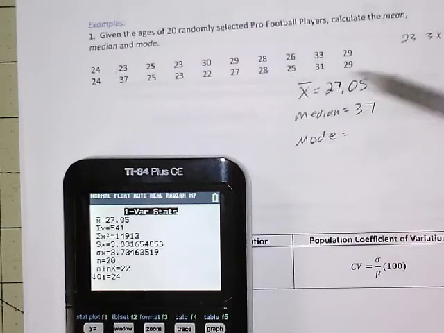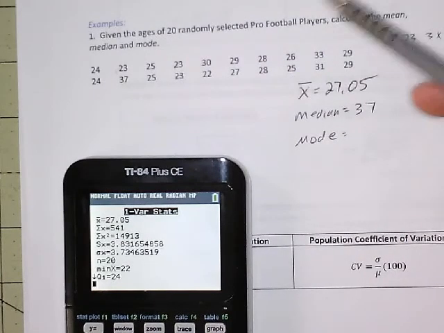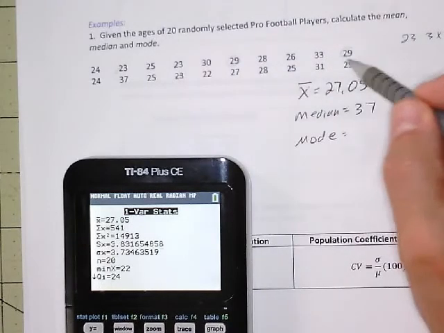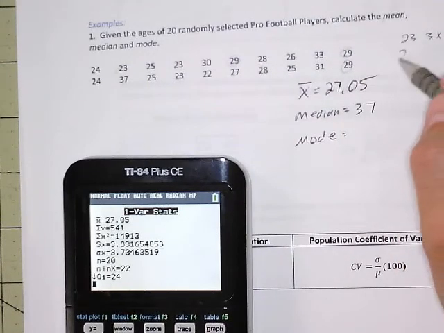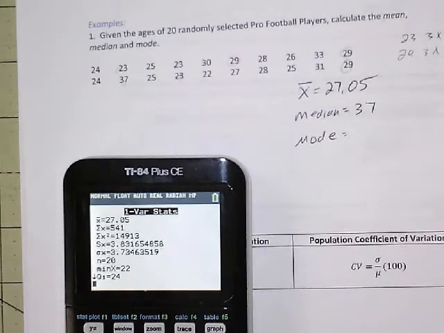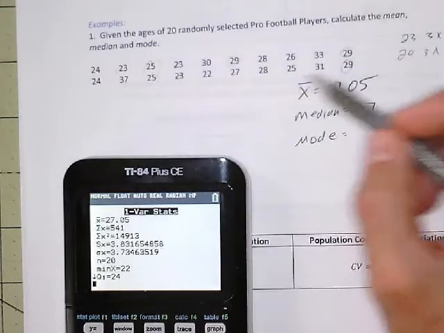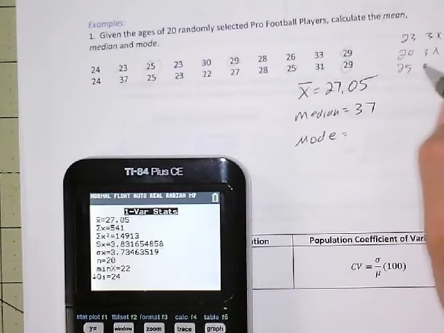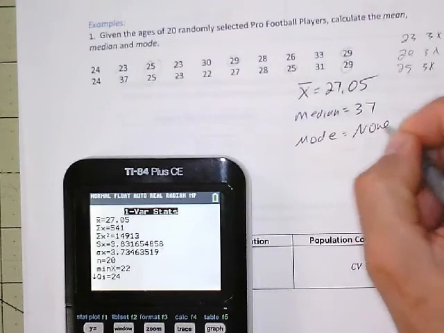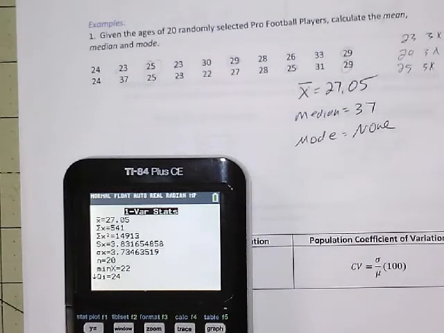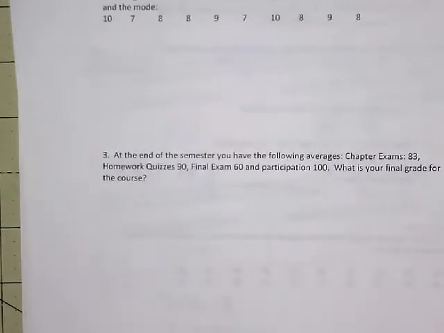1, 2, 3. So 23 is 3 times. Am I missing a 23? No. 29 shows up 3 times. Oh, 25 shows up 3 times. So I'm going to say mode is none. There is no mode because I've got that 3-way tie and I'm not going to waste my time, effort, and energy going after that.